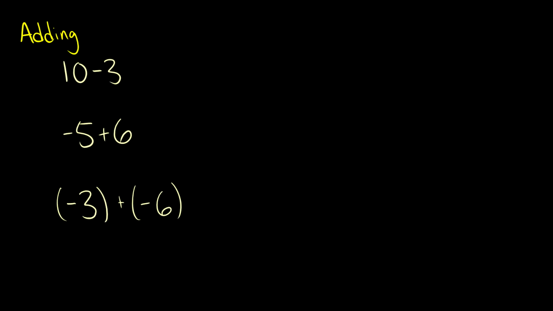Adding. What do we do about negative numbers? More importantly, why is this first question 10 minus 3 in the addition section? Well, that is because when we subtract, really what we do is we add negative numbers. So 10 minus 3 is the same thing as 10 plus negative 3, which we know is 7.